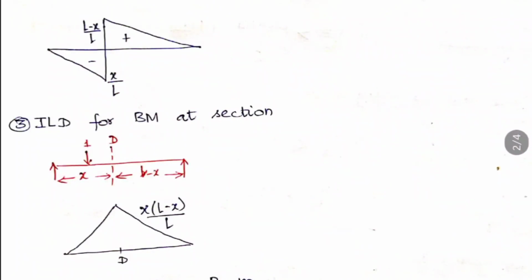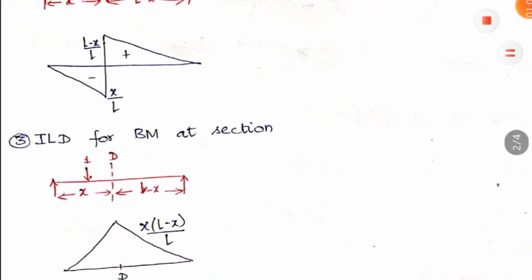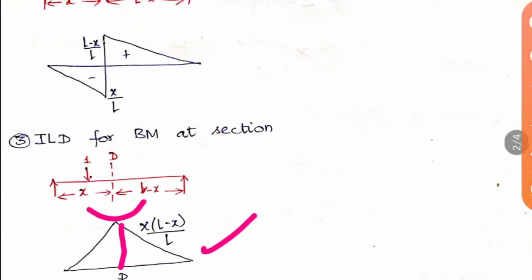The next case is the ILD for bending moment at a section. So the similar beam is taken, and when you apply the load here, you will be getting the bending moment ILD like this. Okay, so here the maximum ordinate will be along the section only, and the value is nothing but X into (L minus X) by L. It is just multiplying these both and dividing by the total length.